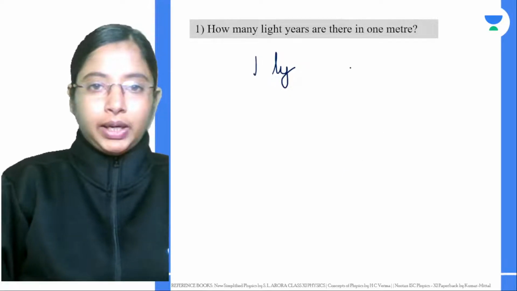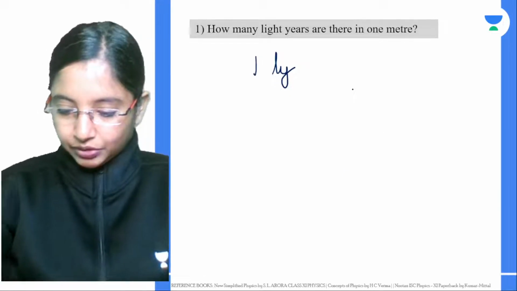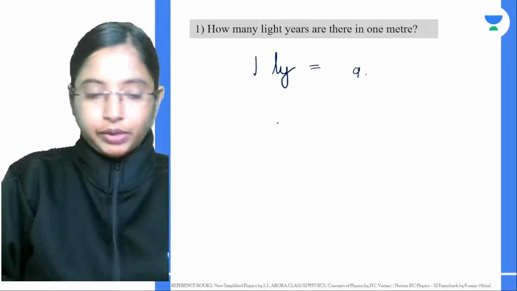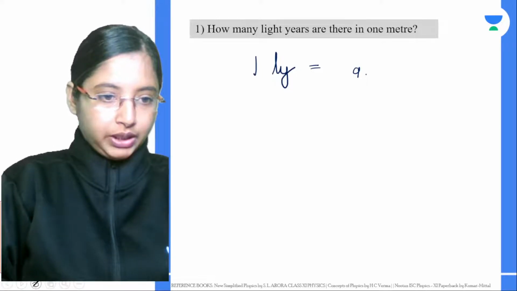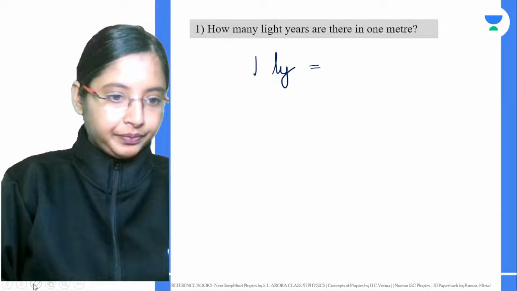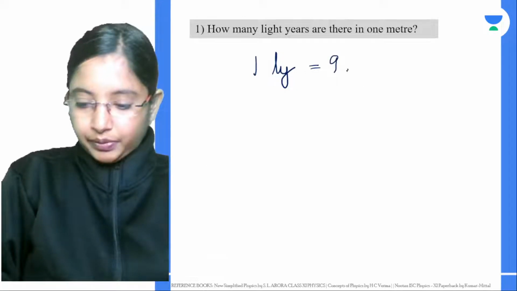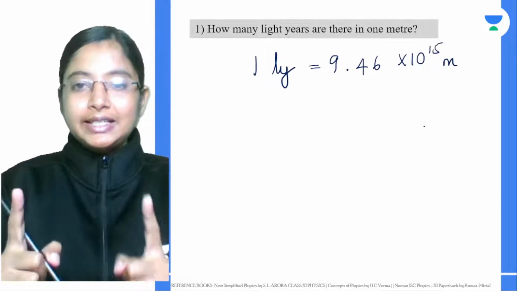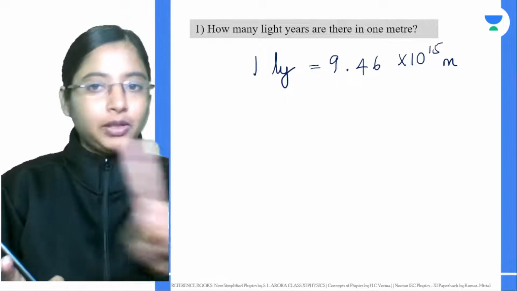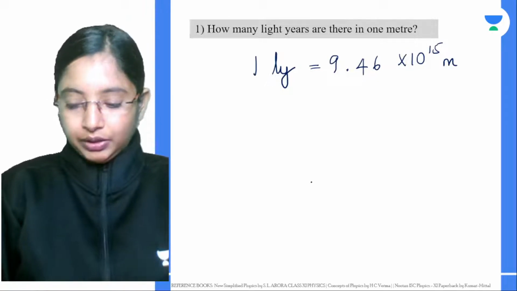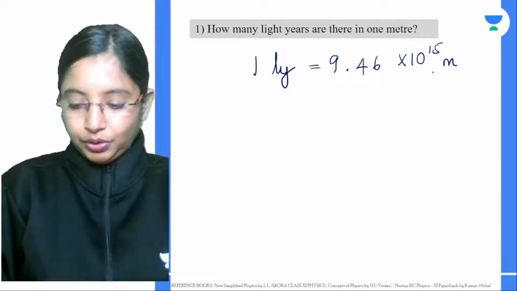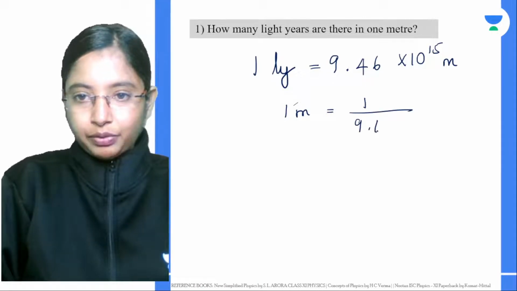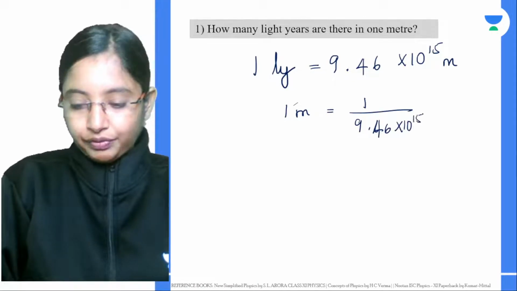Now 1 light year in terms of meters means, 1 light year is basically 9.46 into 10 to the power of 15 meters. Okay, this is the distance traveled by light in vacuum in 1 year. Now from here, if you want 1 meter, 1 meter will be 1 divided by 9.46 into 10 to the power of 15 light years.